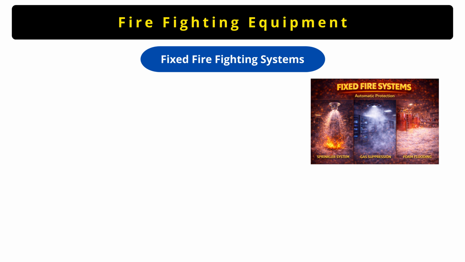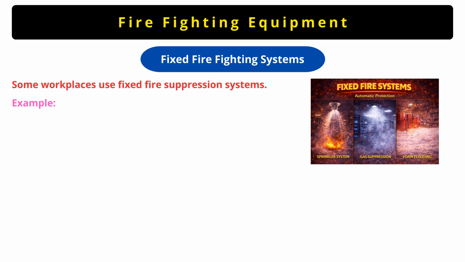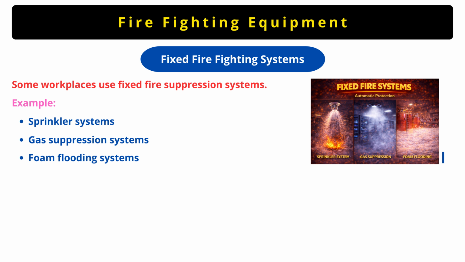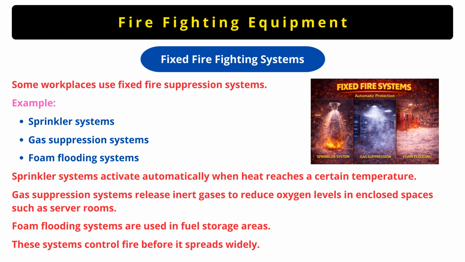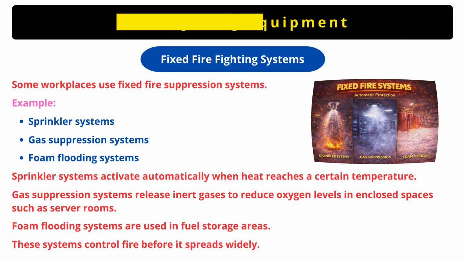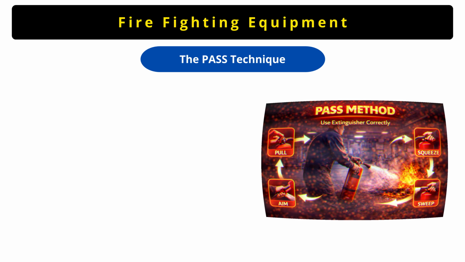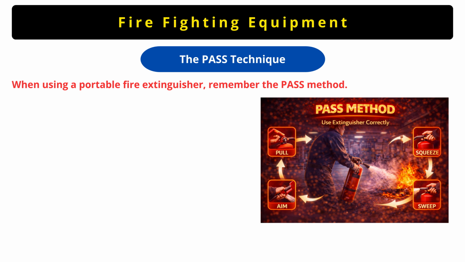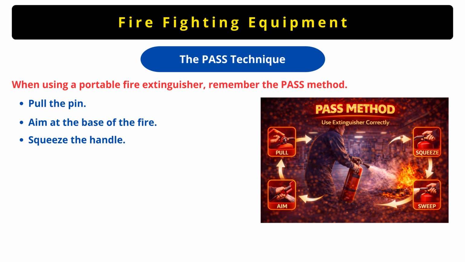And the next one is fixed firefighting systems. Examples include sprinkler systems, gas suppression systems, and foam flooding systems. These systems control fire at an early stage. Now let's understand the PASS technique for using portable fire extinguishers. P means pull the pin, A means aim at the base of the fire, S means squeeze the handle, and the last S means sweep from side to side.